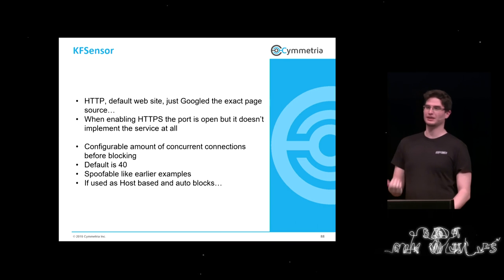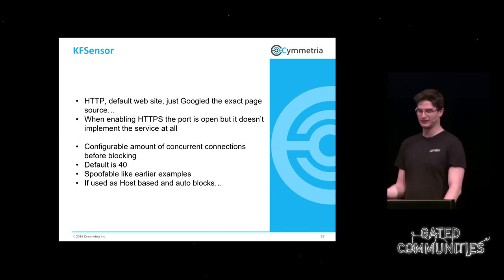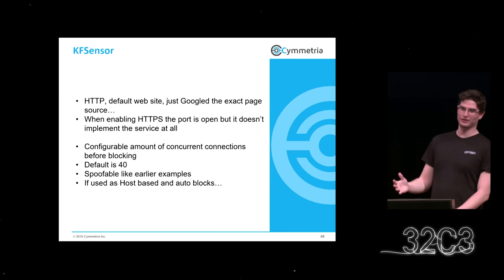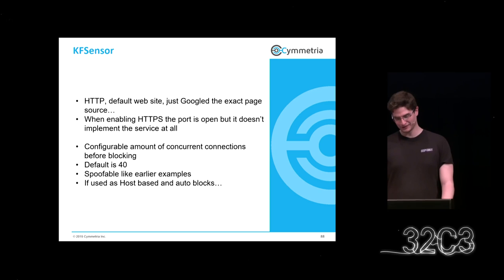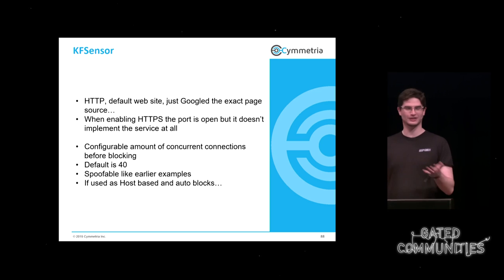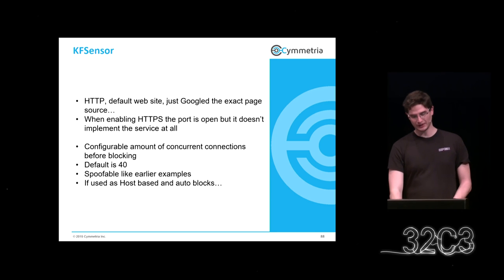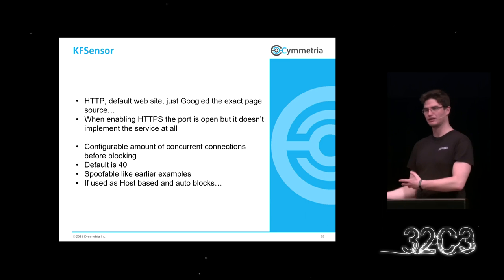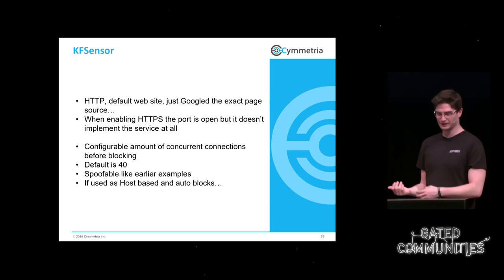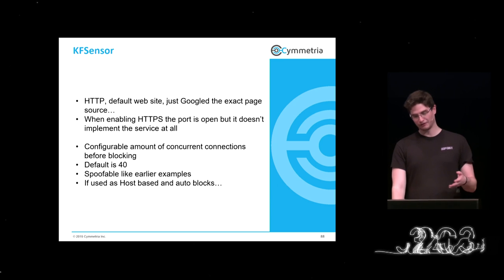So how do you identify KF Sensor? So if you set up the HTTP service, it gives you this default website, which you can just, again, Google up online for the source code, and then you find a lot of different KF Sensor deployments because this is the default website that nobody else has. When enabling HTTPS, the port is open, but it doesn't implement the service at all. This is similar to what happened in some of the other examples we've said. And it also has a configurable amount of concurrent connections before it blocks somebody. And then it's vulnerable to what we talked about that bear trap and artillery are vulnerable for. That's if the network doesn't protect from IP spoofing, it just allows you to drop machines from the network as much as you want.